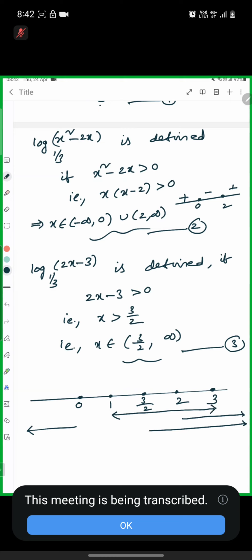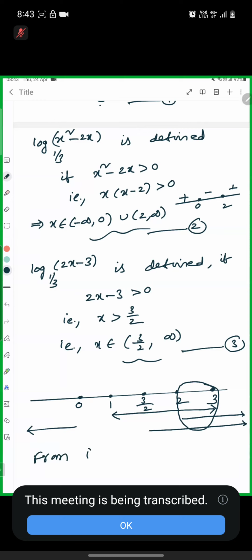Now tell me the common values. Common values means all the 3 must exist. 2 to 3. Very good. This portion contains all the 3. Now tell me open or closed. Open. Open 2 comma open 3.